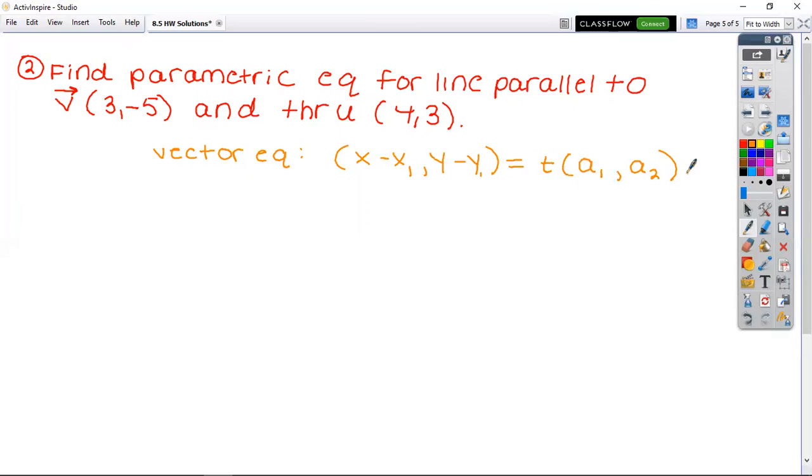So you want to be careful, because what goes into the first set of parentheses? The (3, -5), or the (4, 3)? Careful. The point. So that goes here. That goes there. So I reverse the order. So be careful. So you're going to go x minus 4. You're going to go y minus 3. And that is equivalent to t multiplied by your vector (3, -5). So that is the vector equation, but I need you to go further. So now you have to find your parametric. So to do the parametric, you're going to do the same thing we did in that last example.